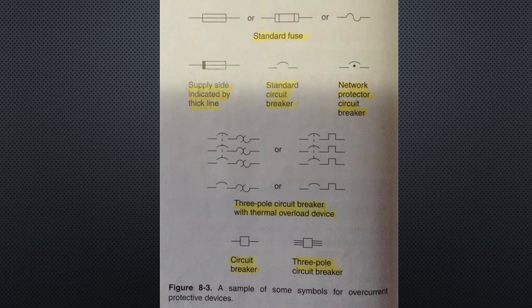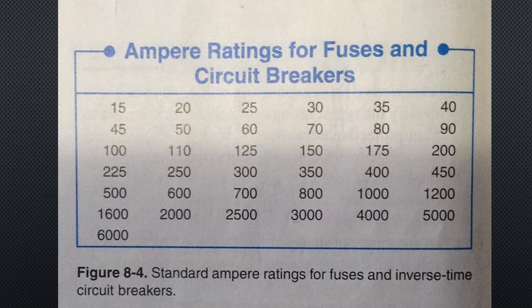Overcurrent devices must have correct voltage settings for the circuit served and must be marked with their maximum current interrupting capacity. Section 240.6 of the code lists standard current ratings for fuses and circuit breakers. These standard ratings are listed in figure 8-4, shown on the screen now.